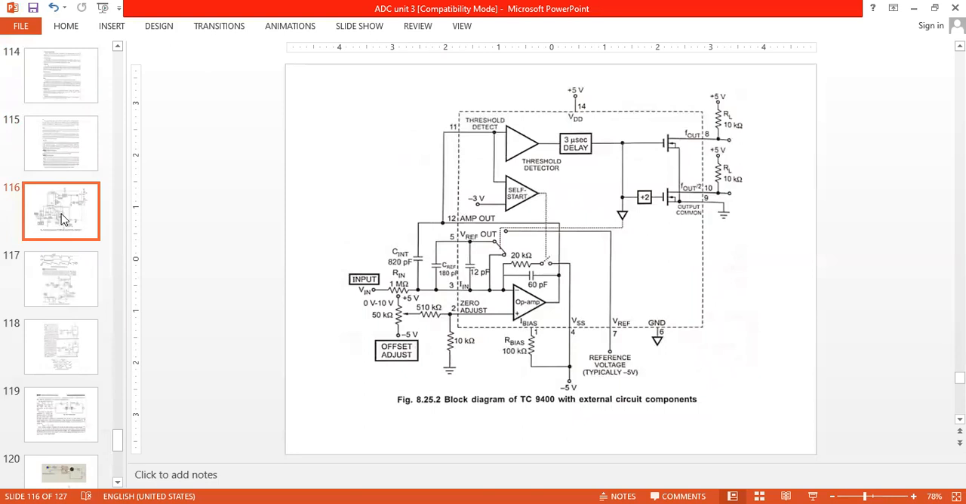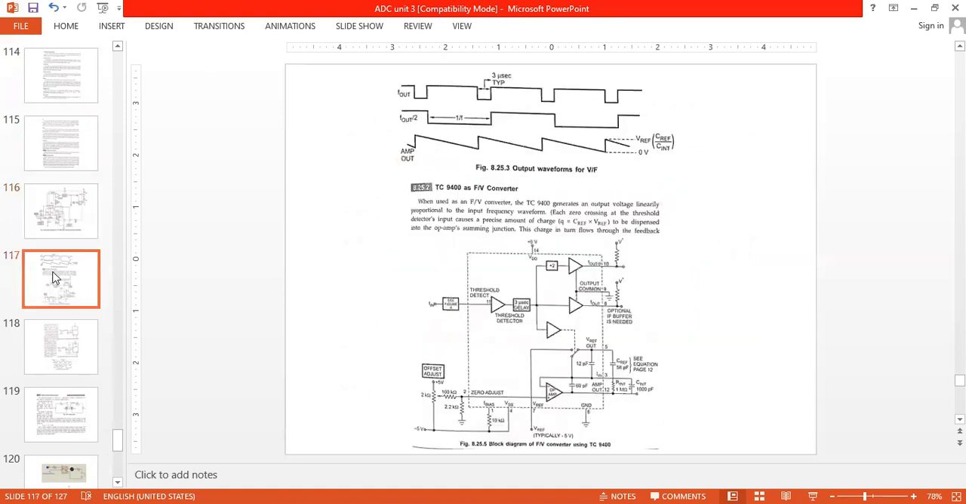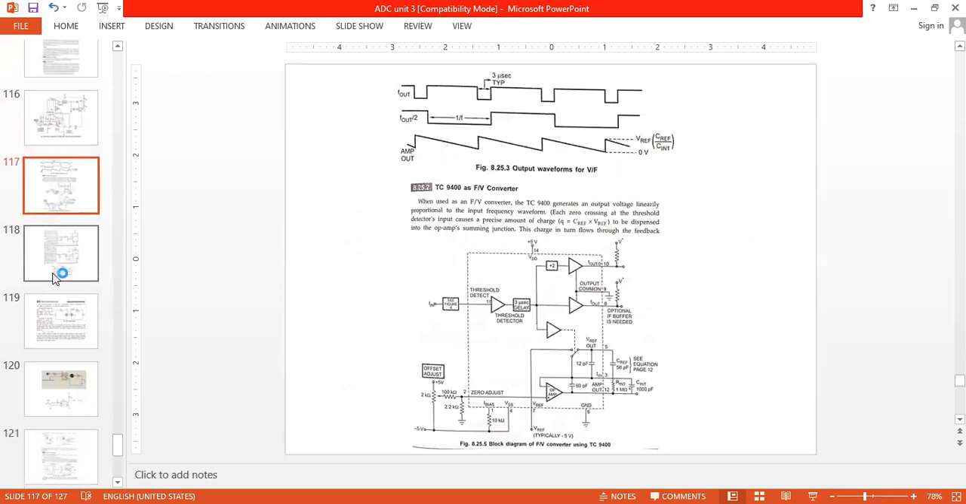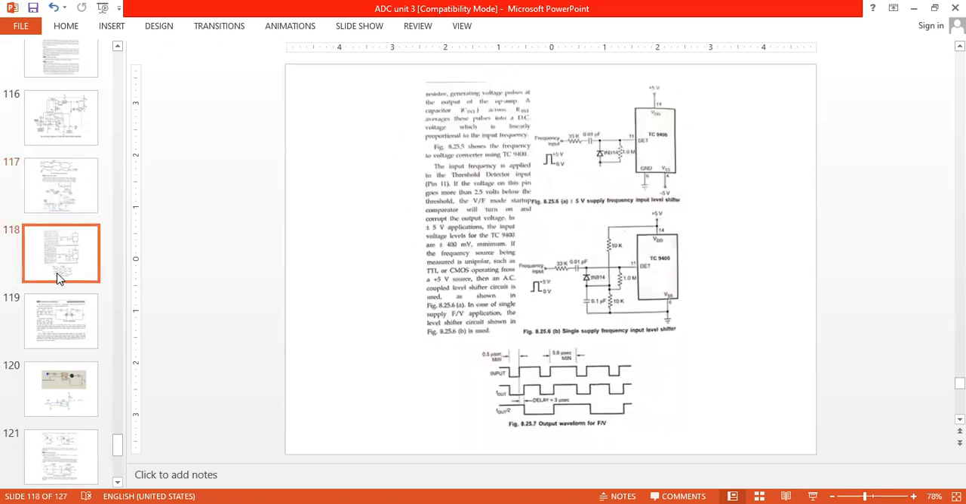So this is the internal diagram of the TC9400, the voltage to frequency converter. This is the output waveform of the voltage to frequency converter. That is, the input voltage will vary the output frequency. If we vary the input, the output frequency will vary. This is the concept of the voltage to frequency converter.